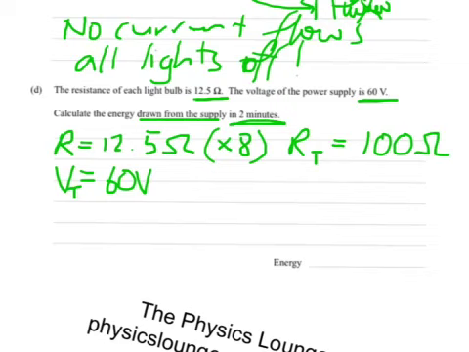The time is 2 minutes, which is 120 seconds, because you can't perform this calculation unless it's in SI units. 120 seconds. And we want to know the energy drawn from the supply in 2 minutes. So E equals question mark. Okay, now we've written down all of this really important information.